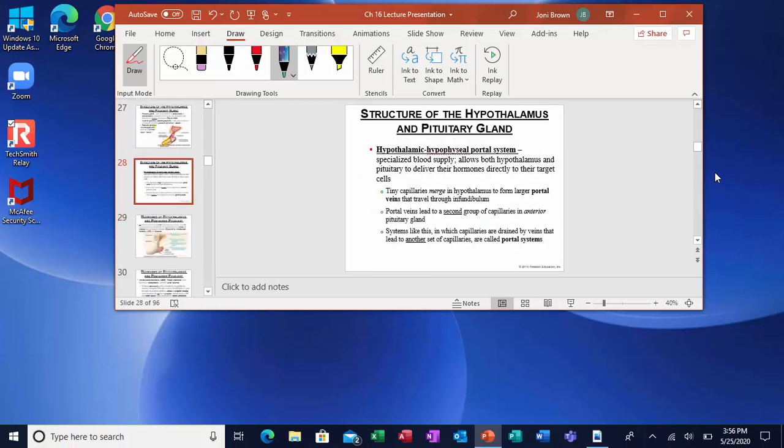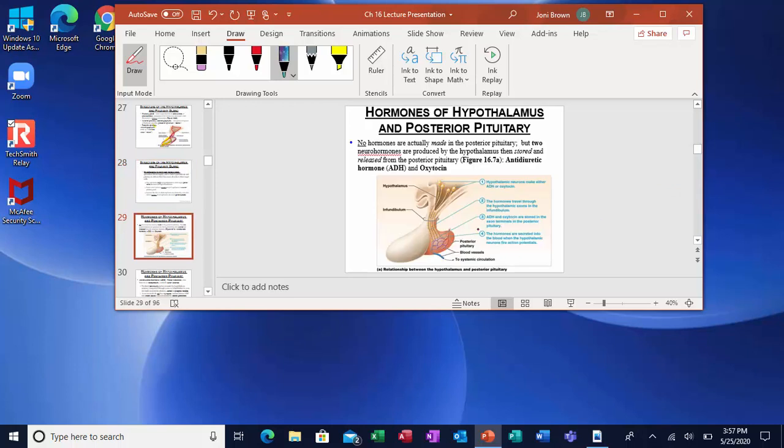Now, there is a specialized blood network that connects the hypothalamus with the pituitary, and it's called the hypothalamic hypophyseal portal system. And it allows the delivery of hormones as well as blood, okay? It's called a portal system because there's two capillary beds in the system. And if you look here, you can see what I'm talking about. You see how it goes through the infundibulum? That's where we are.